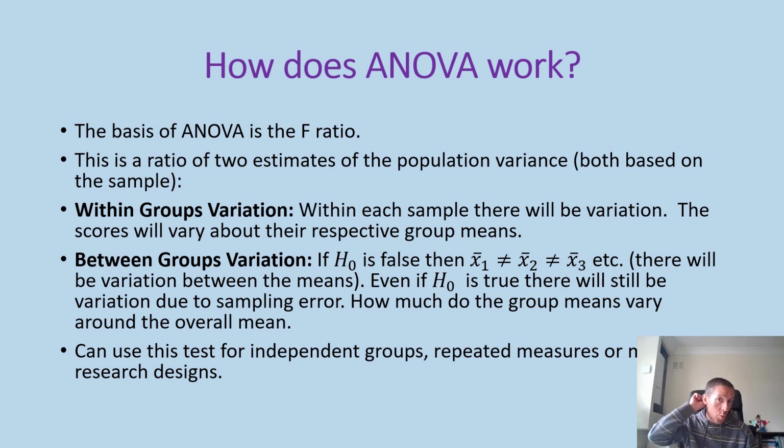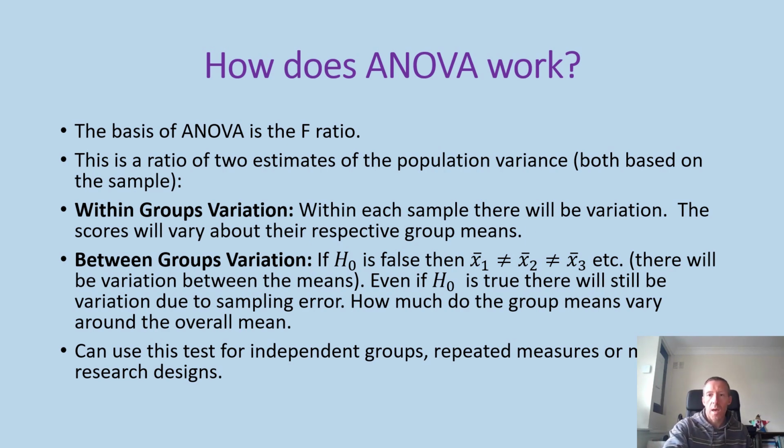The other estimate is the between groups variation. If the null hypothesis is false, and the mean of group 1 isn't equal to the mean of group 2 or group 3, or at least one isn't equal to one of the other groups, there will be variation between the group means. If there was no difference, those 3 group means would all be about the same. But if we get a significant ANOVA result and the null hypothesis isn't true, there'll be a difference between group means. The between groups variation quantifies how much the group means vary around the overall mean, or the grand mean, for the whole sample. You can use ANOVA for independent groups designs, repeat measures designs, or even mixed research designs where you've got variables that are repeat measures and some that are independent groups.